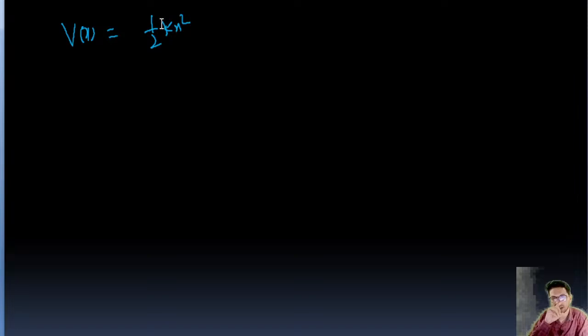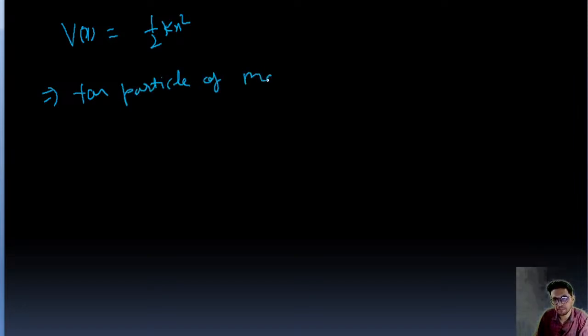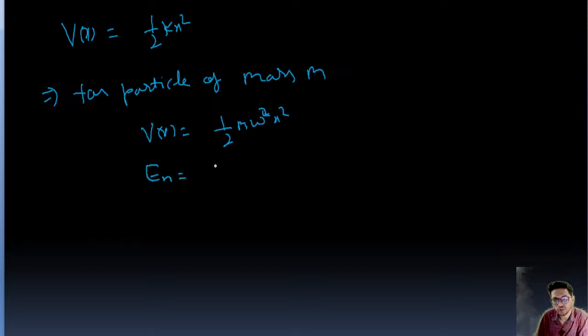So this implies that for a particle of mass m, V(x) is going to be half m omega squared x squared. Okay, so this is the one, right? So the energy eigenvalue is going to be E_n equal to (n plus half) h-cut omega, which we have already derived for the quantum harmonic oscillator in our quantum mechanics lecture.